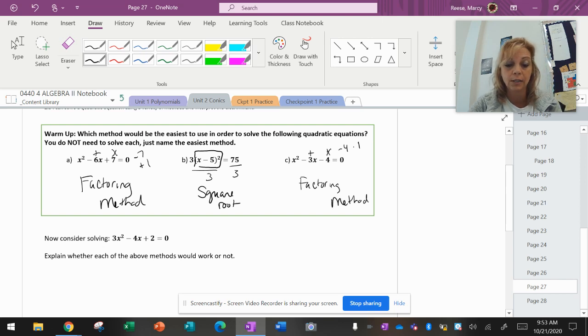Now, for A and C, you actually could do completing the square too. I have some kids that really like that method, so they automatically go to completing the square. I don't care if you can factor it. You can do completing the square as long as the A value is 1. And if you like that method, go for it.